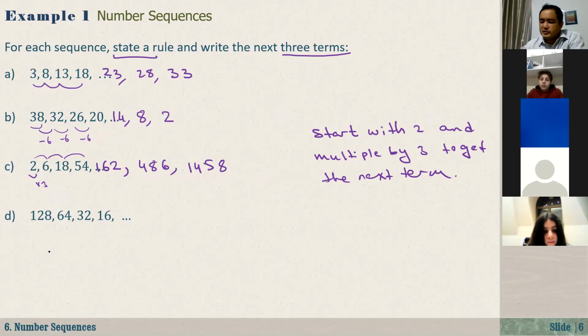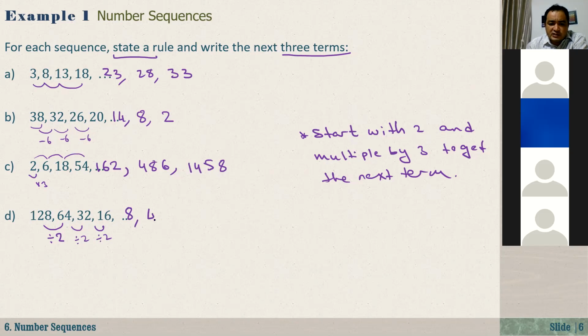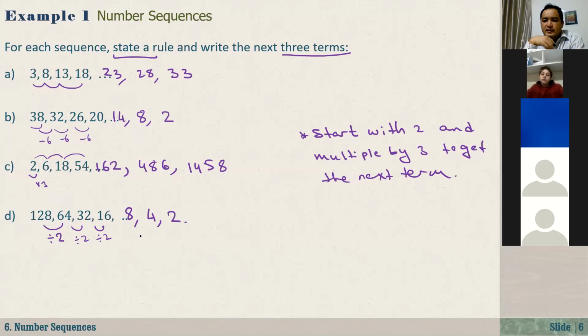Selin, how about the next question, D? What is the rule? First, can you state a rule? Here, divide by 2. Start with 128. I will subtract 64 firstly. Divide, right? We are dividing by 2. Yes, divide by 2. So what is the rule here? Start with 128 and each time divide by 2 to get the next term. 128 divided by 2 is 64. 64 divided by 2 is 32. 32 divided by 2 is 16. 16 divided by 2 is 8. 8 divided by 2 is 4. 4 divided by 2 is 2. So the next three terms of this number sequence are 8, 4 and 2. Okay?